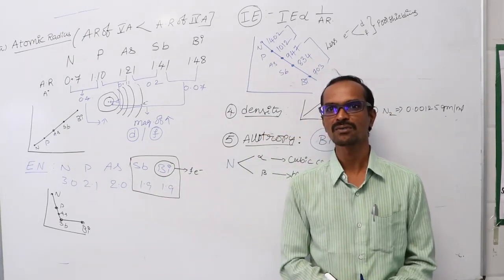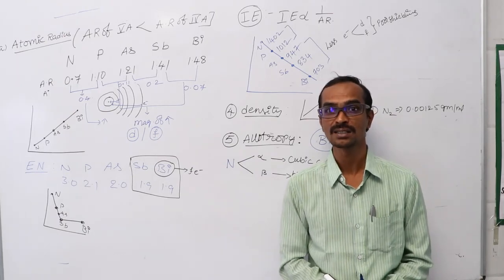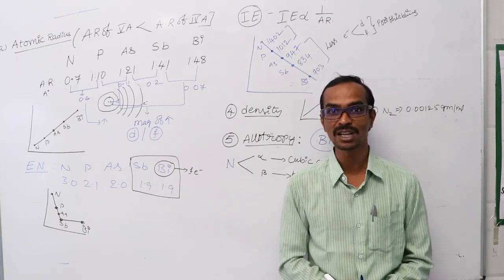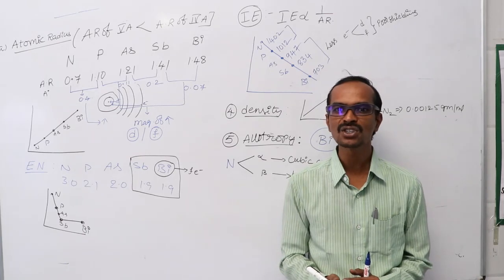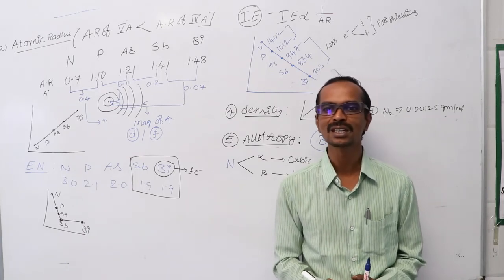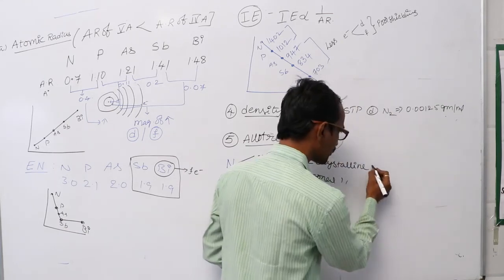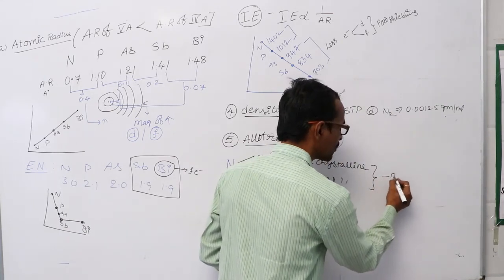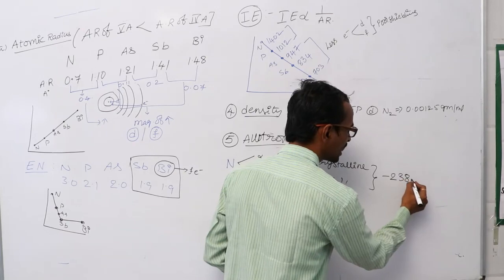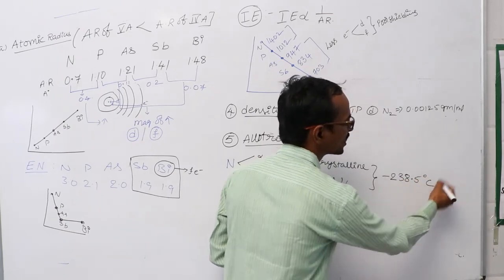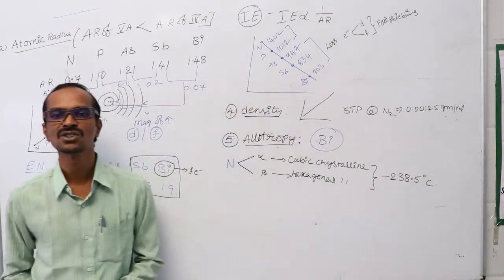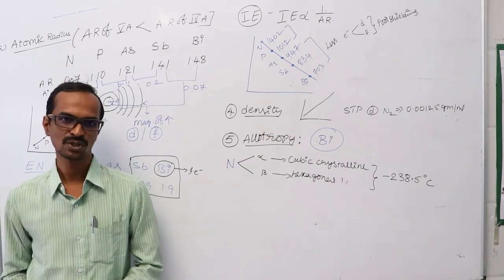The most important one you might be asked is the transition temperature. That means at what temperature one allotropic form is converted into another allotropic form. The transition temperature for nitrogen is minus 238.5 degrees centigrade.